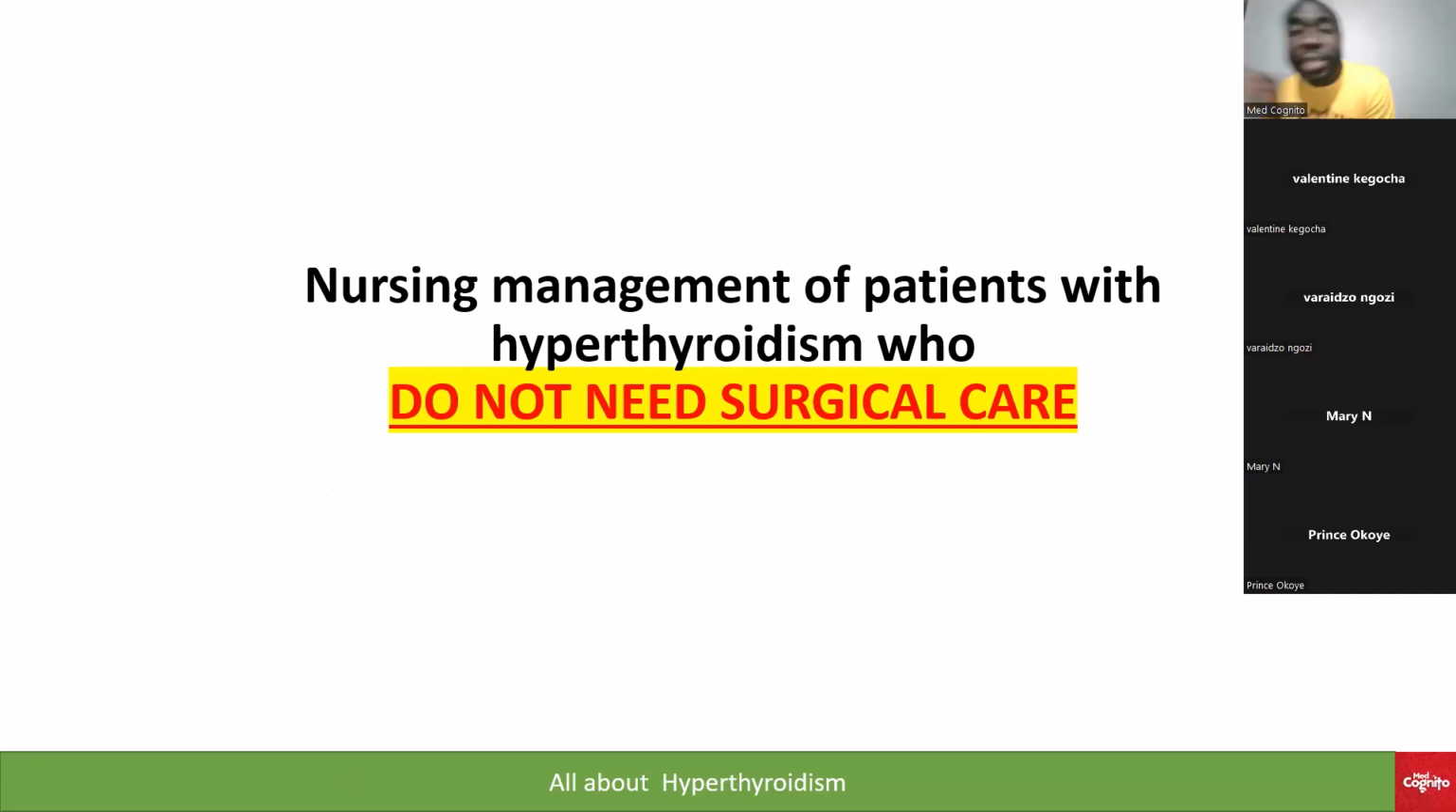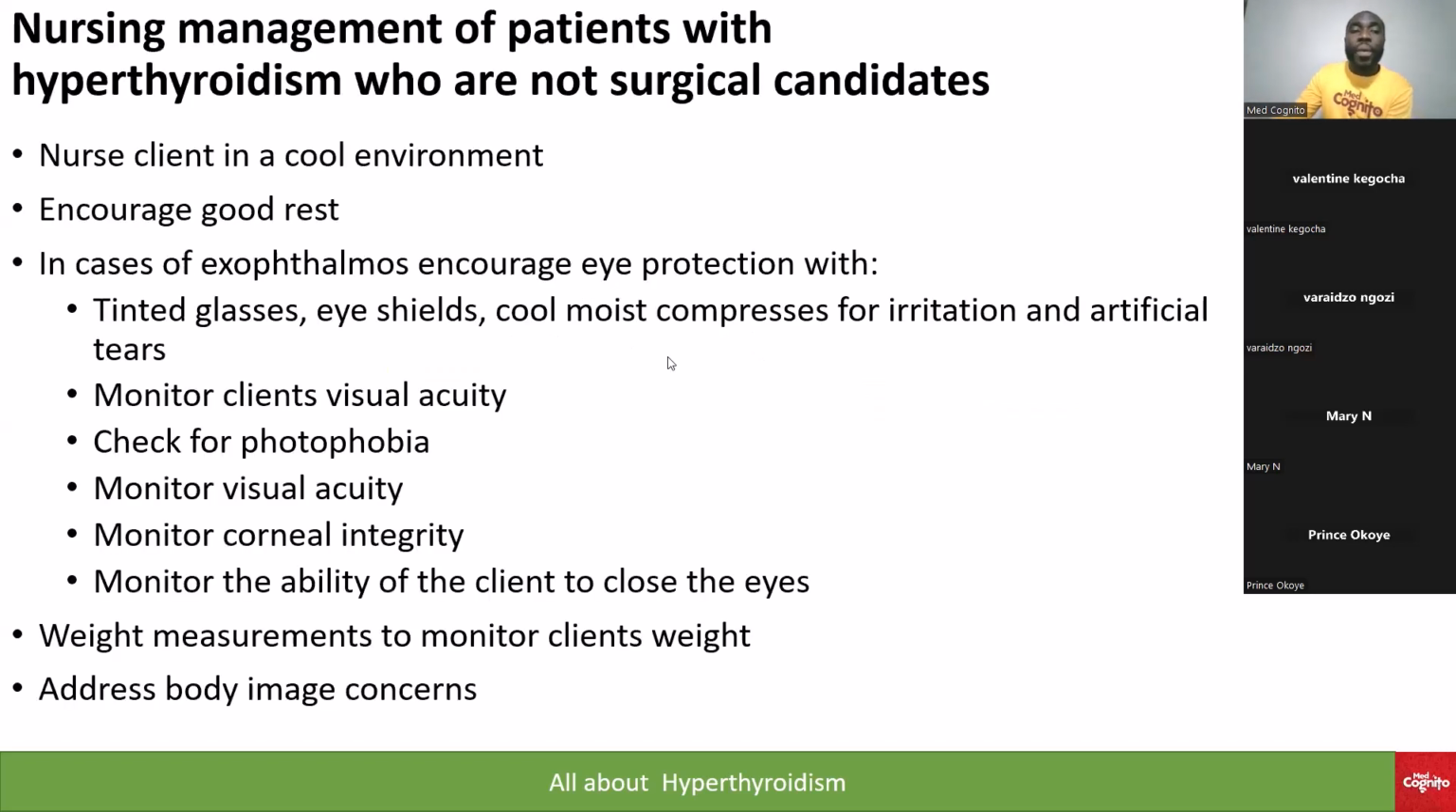Okay, so now, what is the nursing management of patients with hyperthyroidism who do not need surgical care? Those who don't need surgery, what is your obligation? Number one, we said that their basal metabolic rate is high, and they may have a lot of uneasiness and heat intolerance. So you want to make sure that their room is a cool environment. Number two, you want to encourage good rest in these clients because they can be so tired and restless.